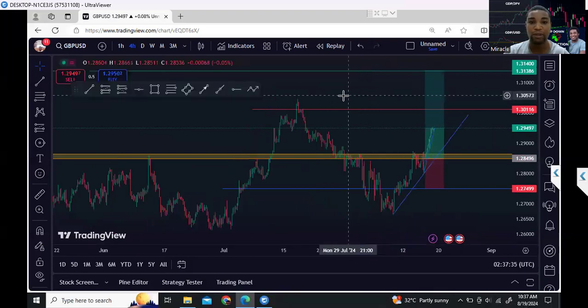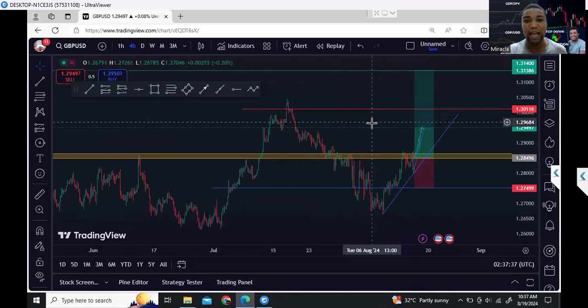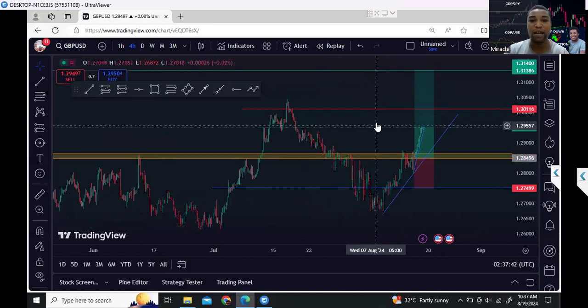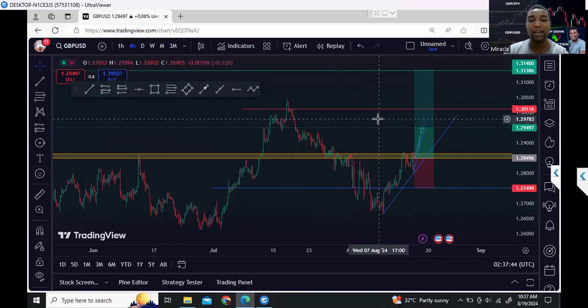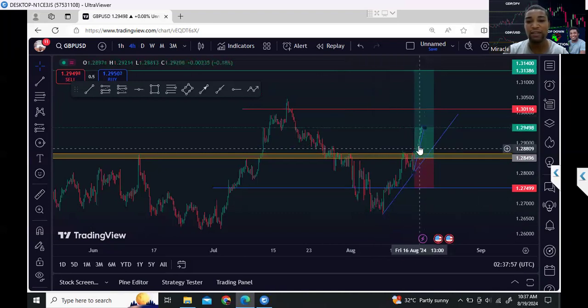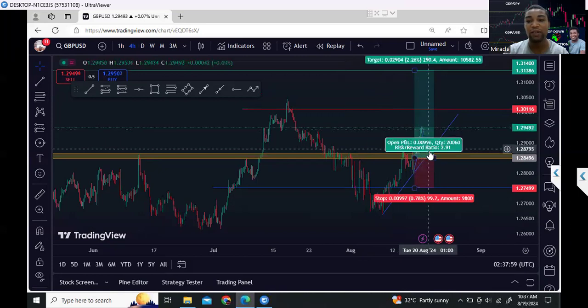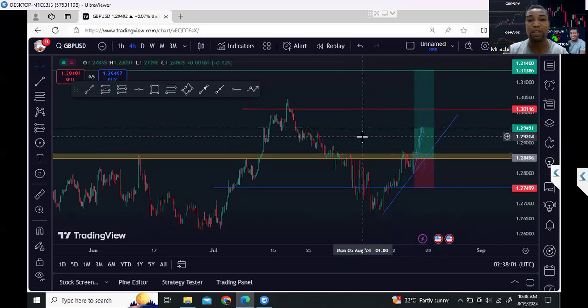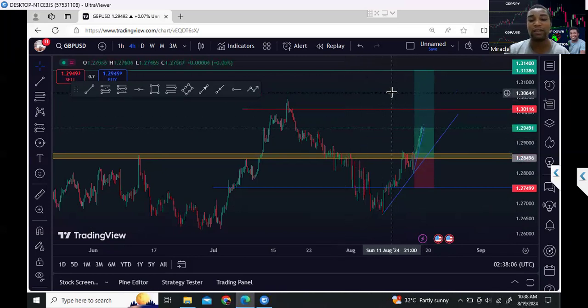And if it breaks the 100% retracement, it's going to be 1.31386. But if at any point in this market I see a bearish daily engulfing candlestick pattern, I will be closing 70 to 80% of my position. So that's the end of my analysis for today.